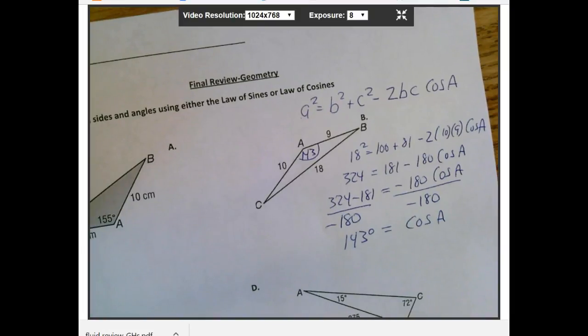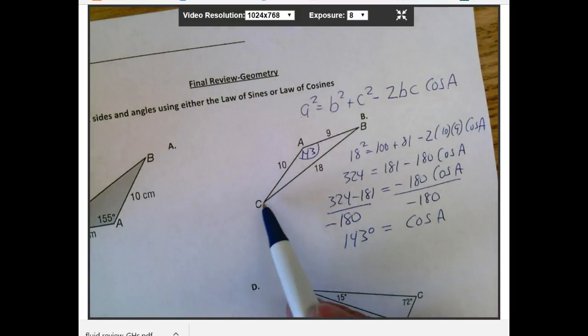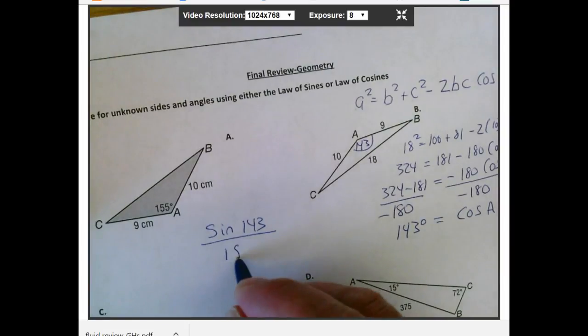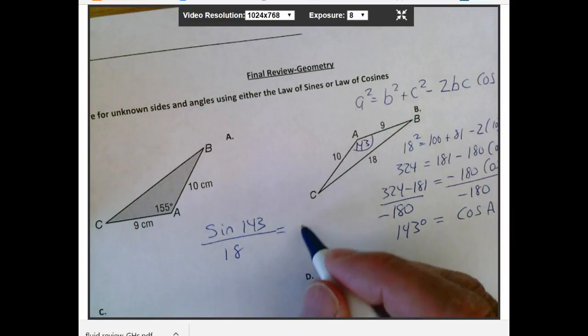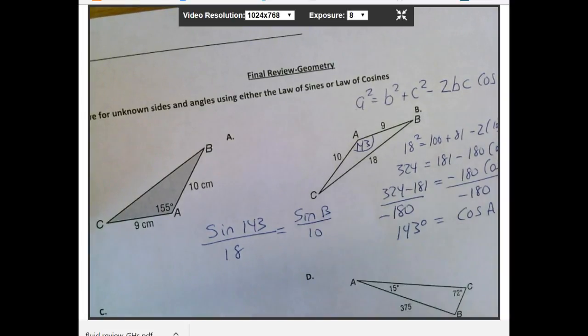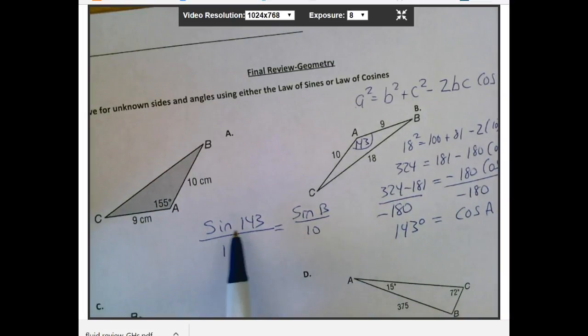And then we can just use our law of sines to solve one more. Let's just do it over here. So the sine of 143 over 18 equals, we'll just do B, the sine of B over 10. So then we just take 10 times the sine of 143 divided by 18. And then we do the inverse sine. We get the answer.